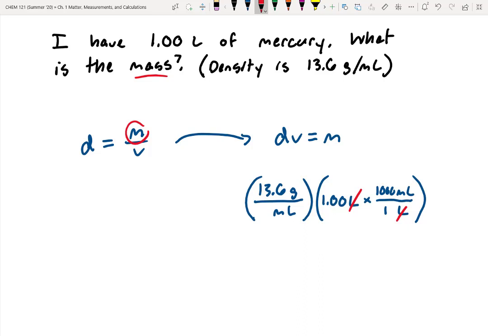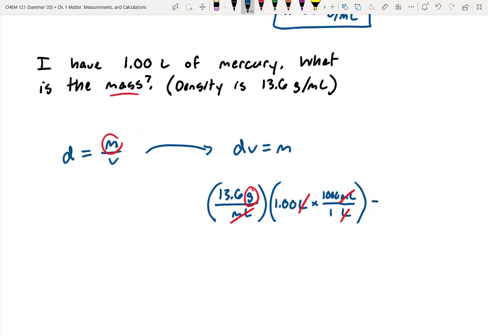Once I have my volume in milliliters, this top numerator will cancel out the milliliter denominator from my density. That means I'll be left over with grams. So let's plug this all in. I've got 13.6 times 1,000. If you want to do this in your calculator, you can check. But I'm getting 13,600 grams. So what is that? Well, you could say 13.6 kilograms. I didn't specify the unit that I wanted the mass in, but that is a lot.